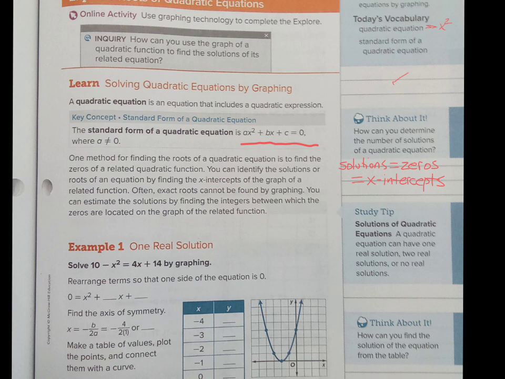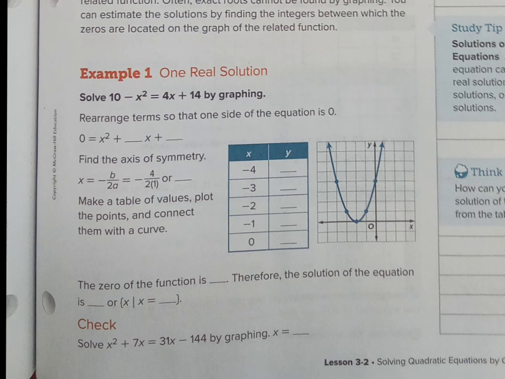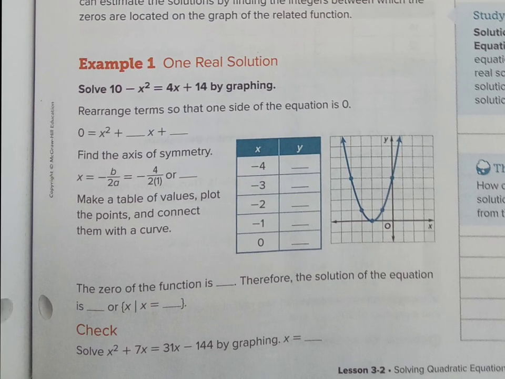Usually, if we're trying to get an exact solution or an exact zero, we're not going to graph, but that's what we're going to start with. Is that okay? All right, we're down here at example 1, one real solution. It says solve this by graphing. Your first step for pretty much any quadratic, anytime you're asked to solve it by any method, should be to rearrange the terms so that one side of the equation is 0. This is always going to be your first step.